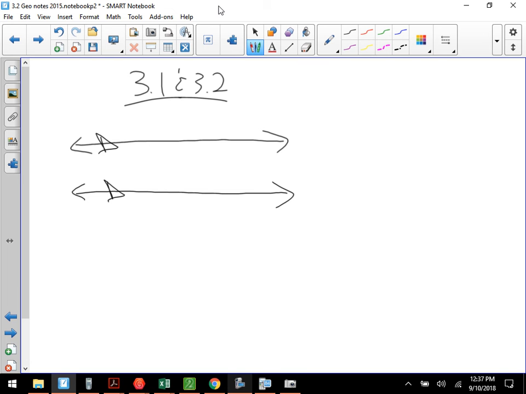A lot of times they'll be darkened in. That means they're parallel. Right? When lines are parallel, what are they? They don't cross. They're never going to cross. So the first thing we're going to talk about here is what's called parallel lines.